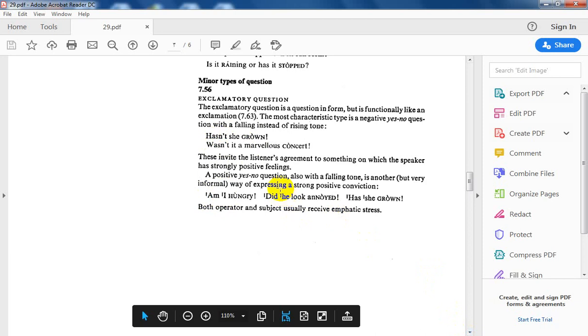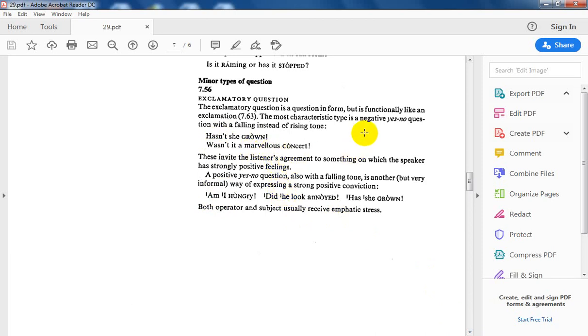I may ask you what differentiates between negative and positive yes-no questions concerning exclamatory. Simply speaking, what is the difference between exclamatory negative and positive yes-no questions? Tell me, it is what? Both of them are with what? With a falling tone, but the negative yes-no question, it is what?